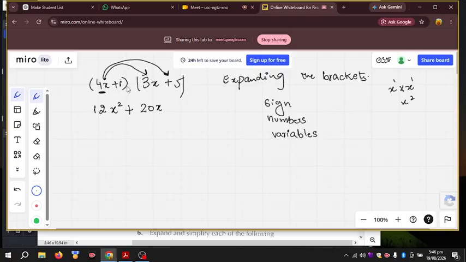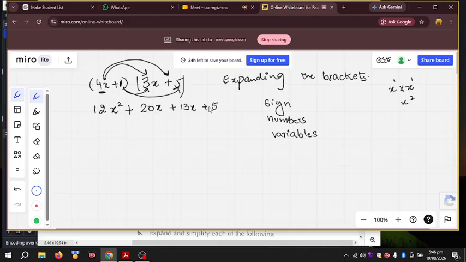Now what you are going to do is multiply the second term of the first bracket with both the terms of the second bracket. First with 13x and then you will multiply 1 with 5. So 1 times 13x is 13x and 1 times 5 is 5.